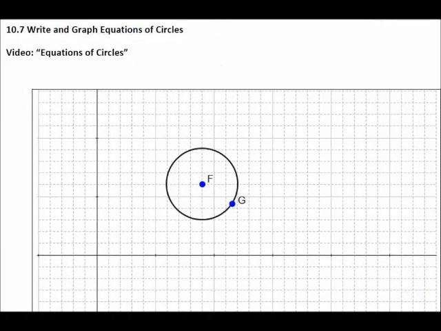Hello everyone. In this lesson we will be learning about how to write equations for circles. And if you have not already done so, you should have looked at the lab that is in the Chapter 10 folder on Blackboard. So let's take a look at that together first.